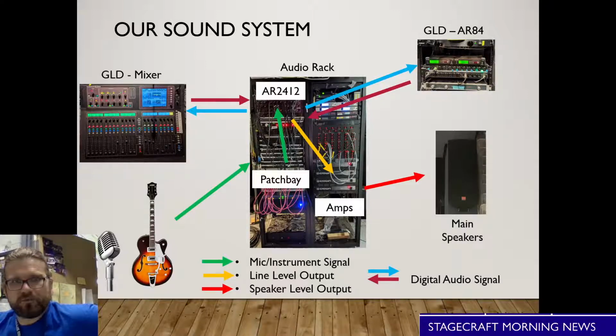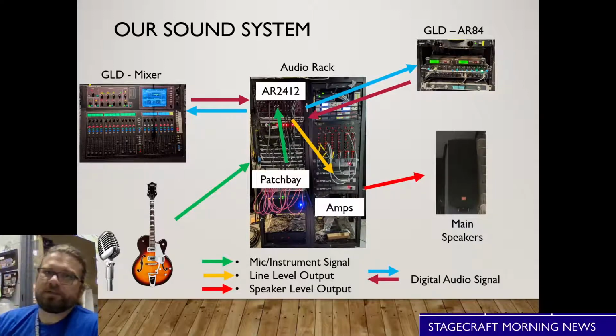We see the line output, orange line there. And then above where the amps are is a patch bay for the amp output. So the output of the amp connects to the various speaker outputs in the building, and then can go to our main speakers or other speakers that we set up as needed. There are also two AR84s, which is a smaller version of the AR2412, and you may have guessed it already. It has 8 inputs and 4 outputs, and those are located on stage right and stage left.